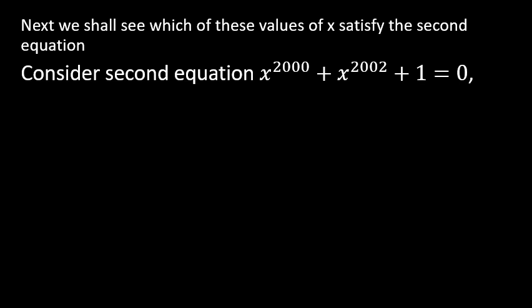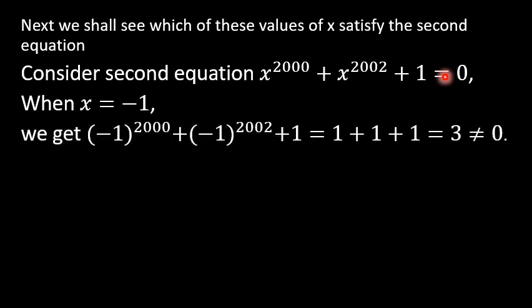Consider the second equation, x to the power of 2000 plus x to the power of 2002 plus 1 is equal to 0. We have seen that x equals minus 1 is one root of the first equation. Now let us put x equals minus 1 in the second equation. The second equation becomes (minus 1) to the power of 2000 plus (minus 1) to the power of 2002 plus 1, which is equal to 3.